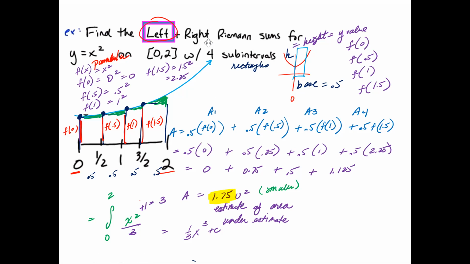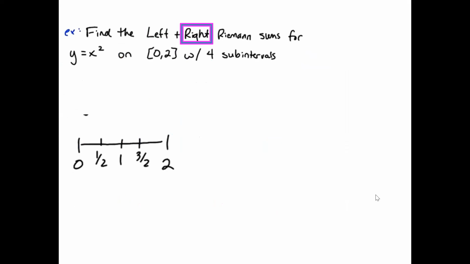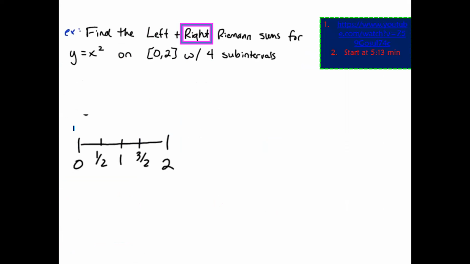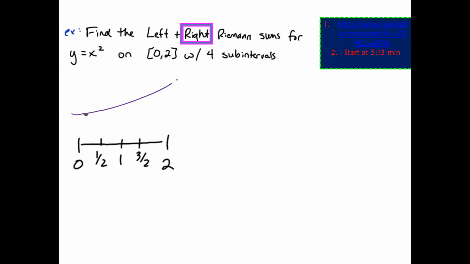Okay, so now that we've done the left one, let's go ahead and try the right one. Once again, we're going to draw the parabola, which looks something similar to this. And notice that this one, we're going to do the right Riemann sum. So you're going to start off on the right side with 4 rectangles. I'm going to start off on the right side, and I'm just going to draw my rectangle to the curve.